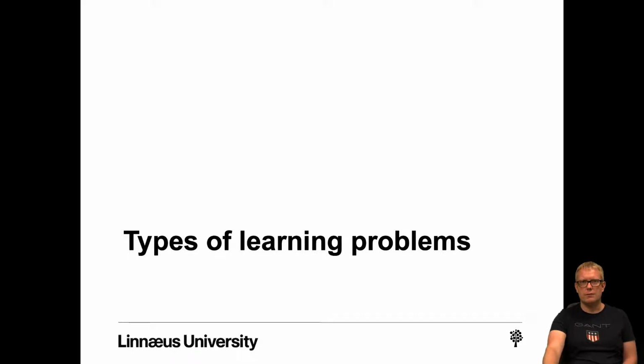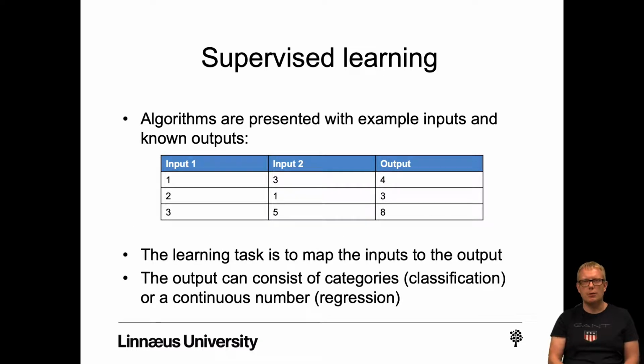There are some different types of learning problems we can work with in machine learning. The first and probably most common is the supervised learning problem. Algorithms are presented with example inputs and known outputs mapped to inputs. So in the example here we have the two inputs, 1 and 2, and an output. So 1 and 3 maps to 4, 2 and 1 maps to 3, and 3 and 5 maps to 8. And the learning task is to map the inputs to the outputs. So in this case we shall learn how to add two values together.